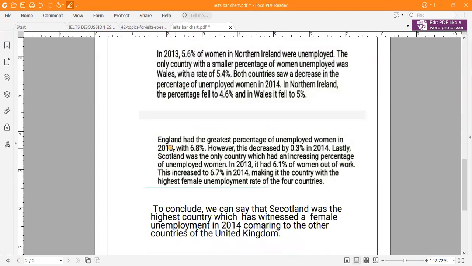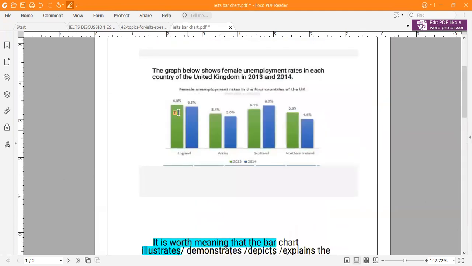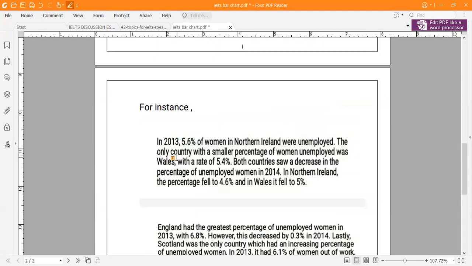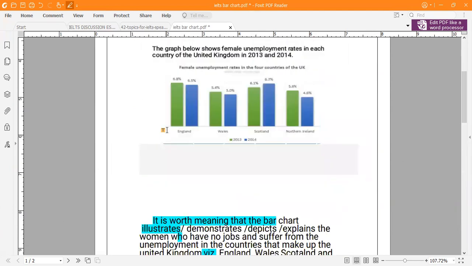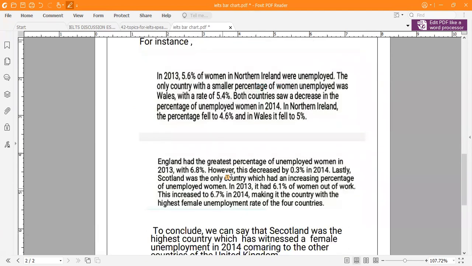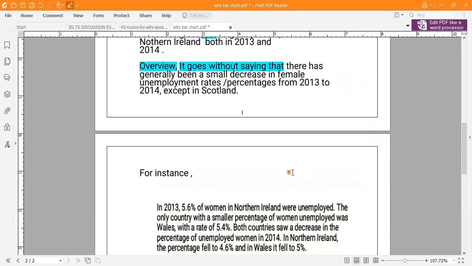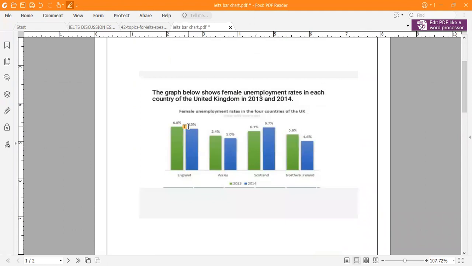اوكي let's say for example England كم كانت 6.8. England had the greatest percentage of unemployed women in 2013, 6.8. However إلا أن this decreased by 3، نزلت بنسبة 3. هي كانت 8 نزلت إلى 5 يعني بنسبة 3. طبعا لو كان معها مقارنة مع دولة أخرى كنا سنشرحها مع بعض بس ما في مقارنة لذلك شرحناها لحالها.